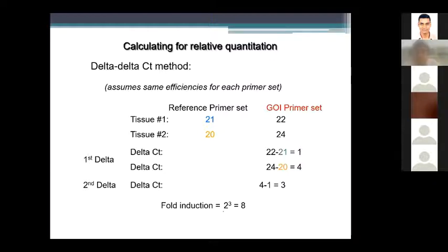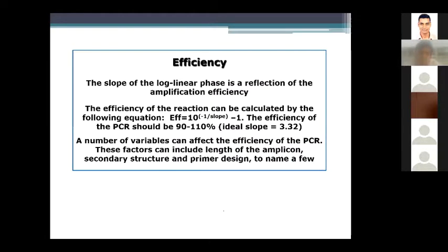So we got the 8-fold induction, but because the primers have different efficiency, we first need to identify the efficiency of the particular primer, how this primer is binding. So we first calculate the efficiency before conducting a gene expression experiment.